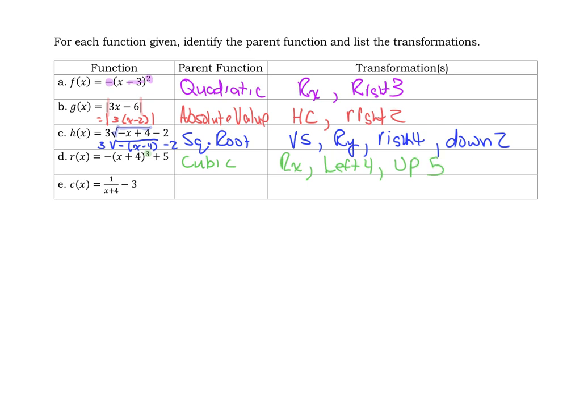Now the last one. This has a fraction bar and x is in the denominator. That's going to make that a rational function. And the plus 4 is going to move me to the left 4. That's like the grouping symbol. And the minus 3 is down 3. And that's just hopefully a review of transformations for you.